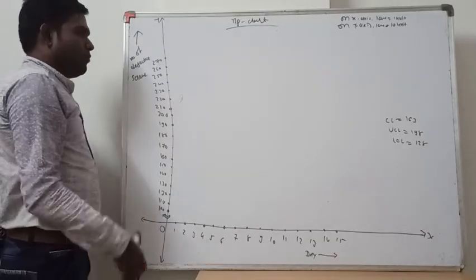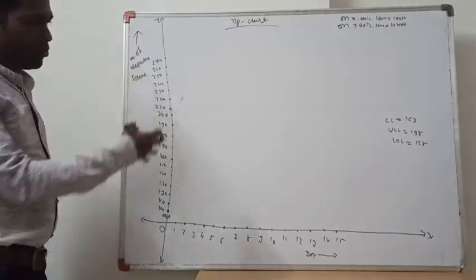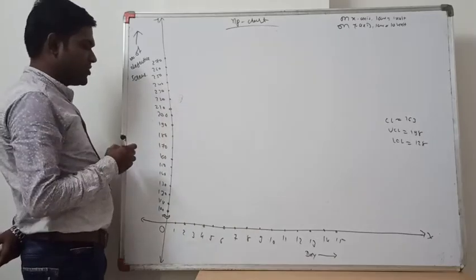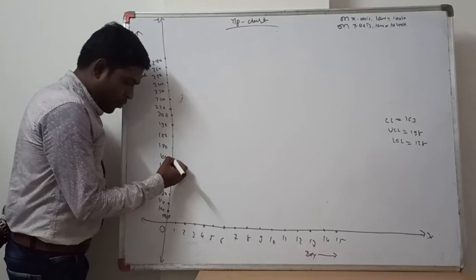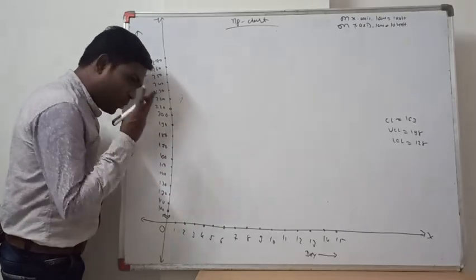Now one by one we draw the control limits. First we have to draw the central line. The central line is 163. Now 163 means what? This is 160. Above 160 we have to take how many lines?